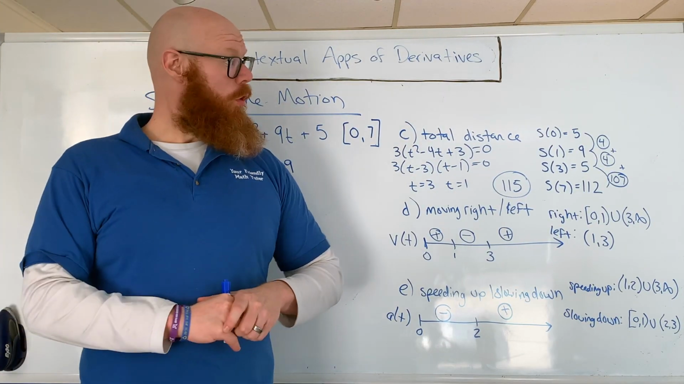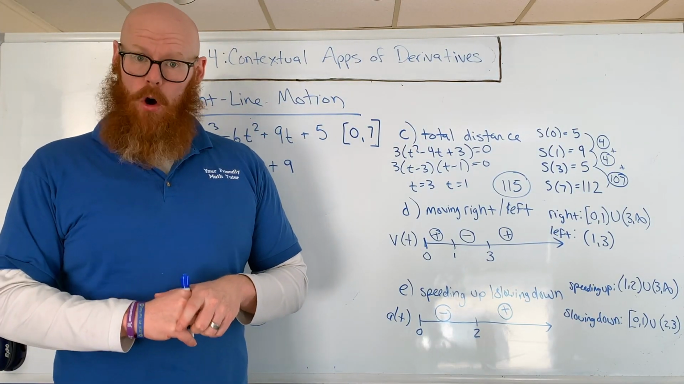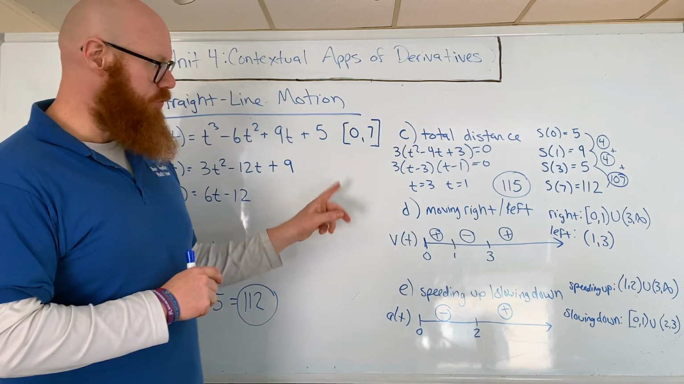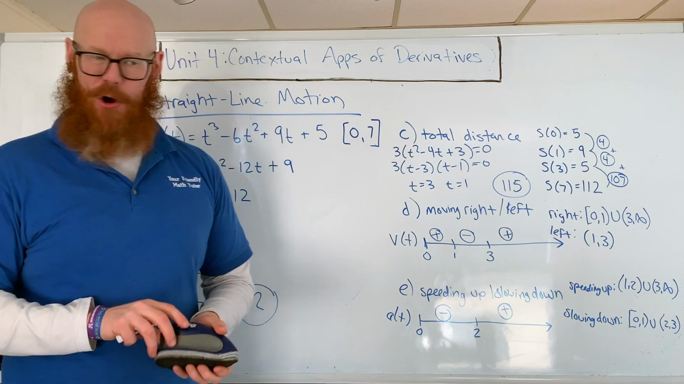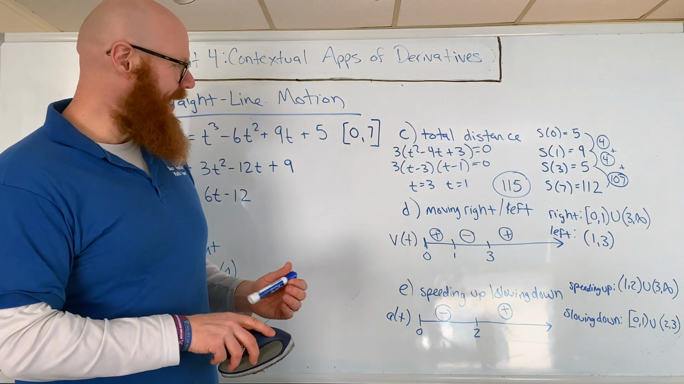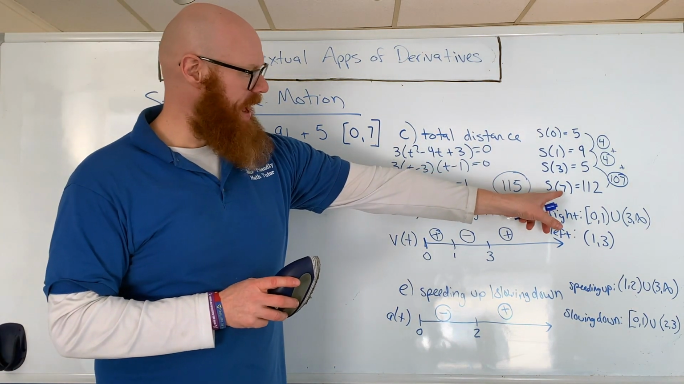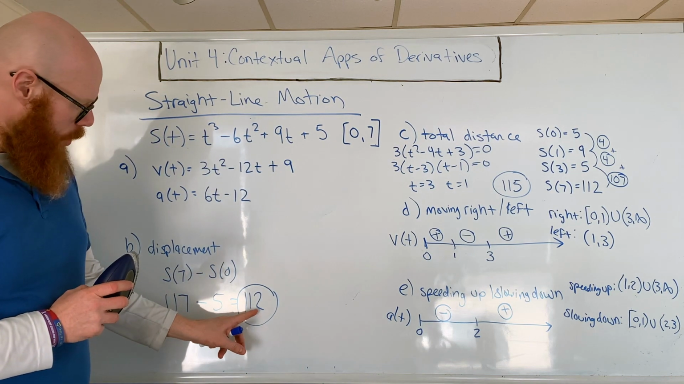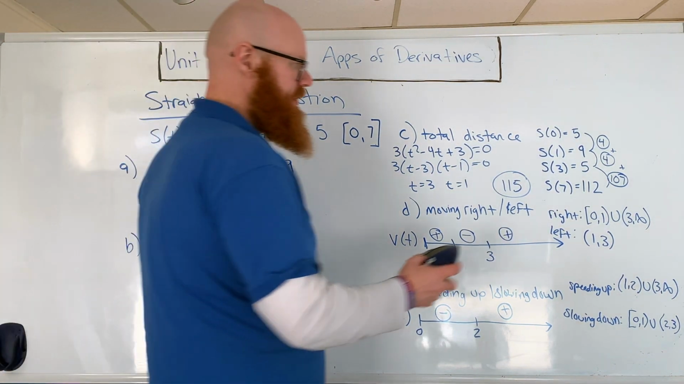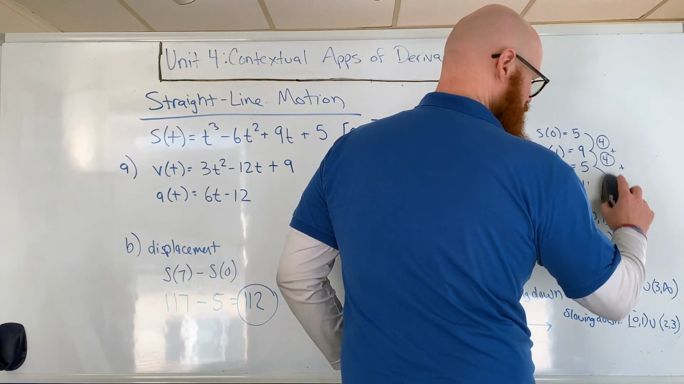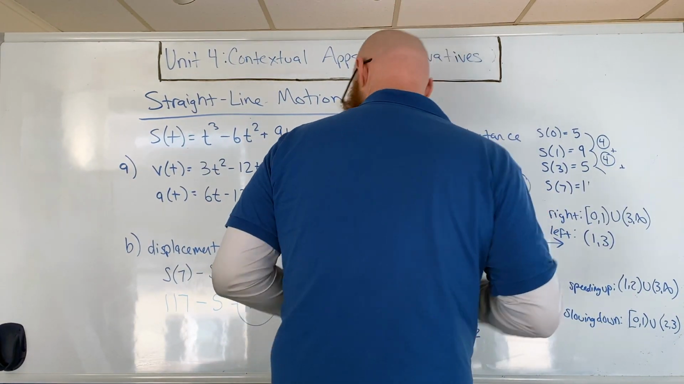Hey everybody, before we do move on, I just realized that I made a mistake. So some of you watching this might have hopefully caught this mistake. What I did was over in the total distance for S of 7, I wrote 112. Well, I looked back at the displacement. S of 7 is actually 117. So that's going to change just a couple things here.